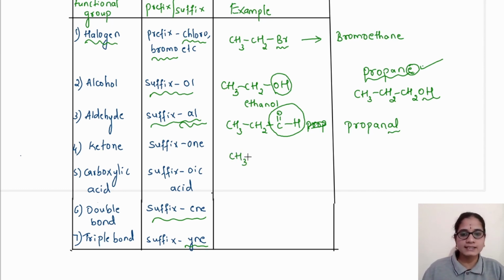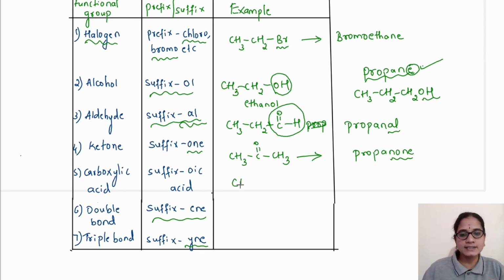Suppose this is an example. How do we name this compound? There are 3 carbon atoms, so the root word is prop. Then the functional group present is "one," so I have to write "one" here. Propanone. It is propanone because the suffix when a ketonic group is present is "one."